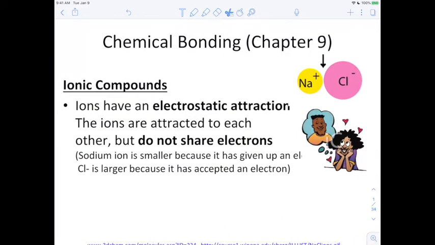Alright, so today we are starting off Chapter 9. And so for Chapter 9, we're going to talk about bonding. And again, I'm hoping that everybody got a chance to watch those Lewis structures videos. So here we have our ionic compounds.